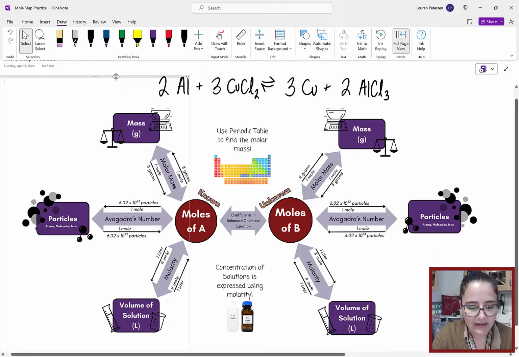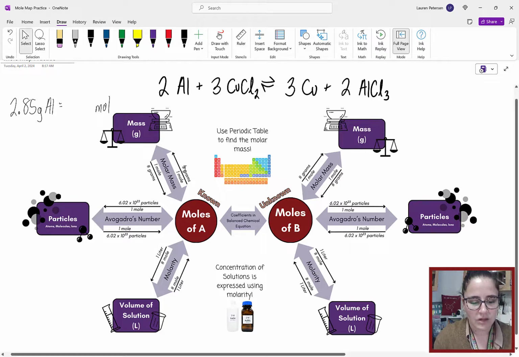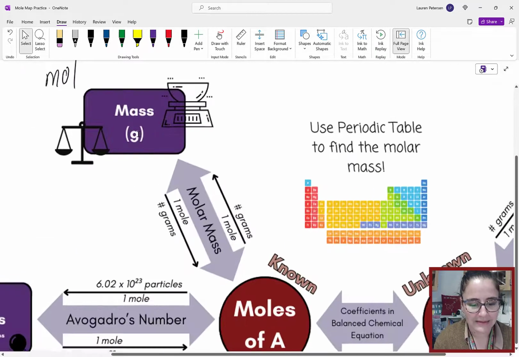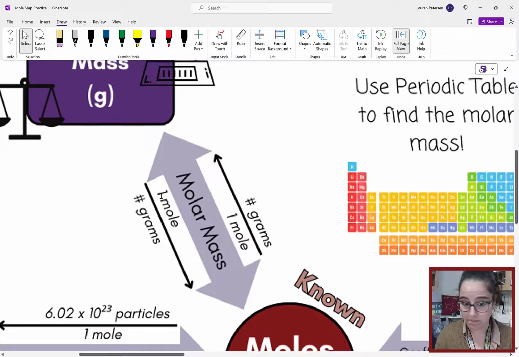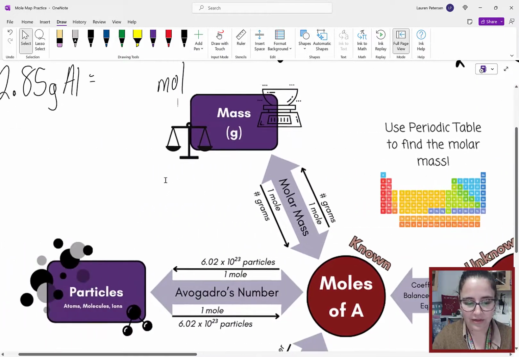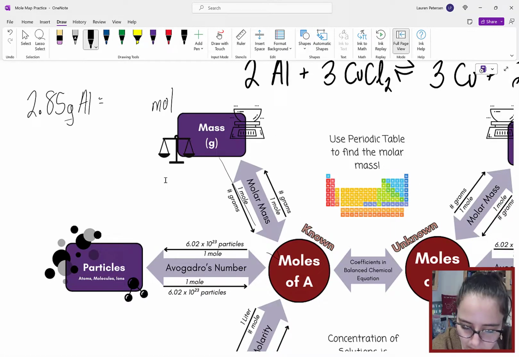Now, a 1-step conversion using something like this, aluminum is normally a solid. So if we are talking about aluminum, we might weigh it out on a scale and say I have 2.85 grams of aluminum. Now, if I wanted to convert that to moles, how would I do it? Well, we're going to be at grams up here by mass, and we want to get to moles. So we're going to be using the molar mass.